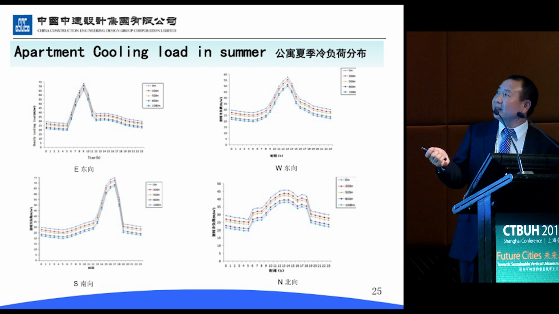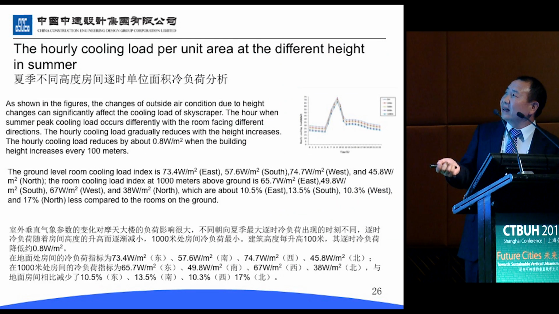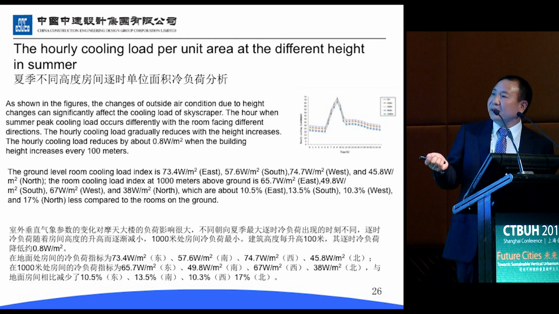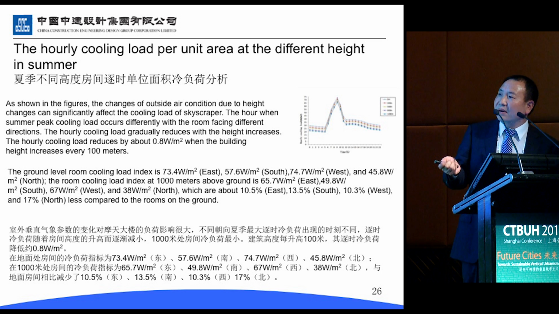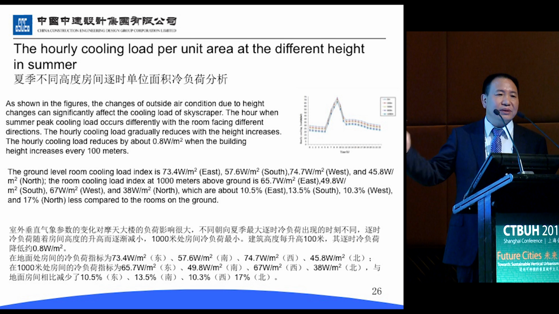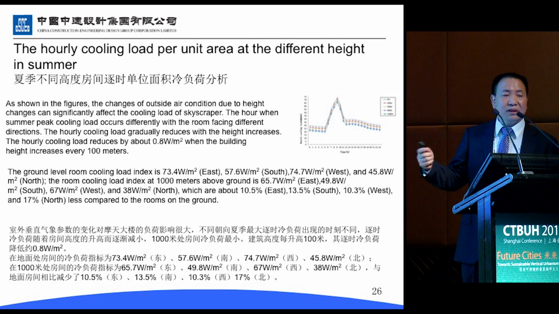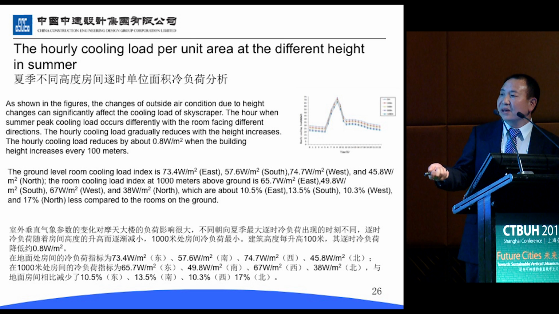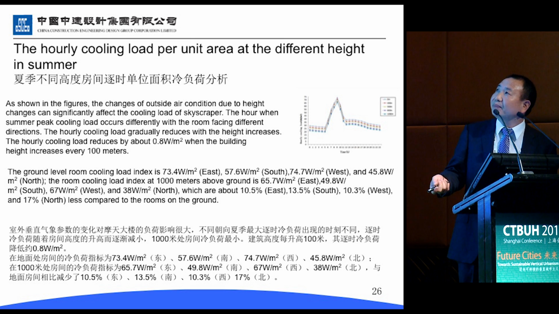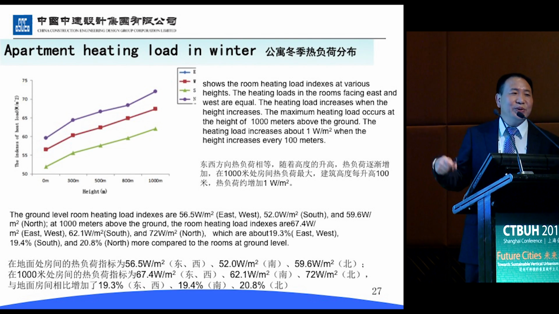And this one is for the apartment cooling load in the summer. This is the hourly cooling load per unit area at the different height in summer. Now, as shown in the figures, the change of the outside air conditions due to the height changes can significantly affect the cooling load of skyscraper.